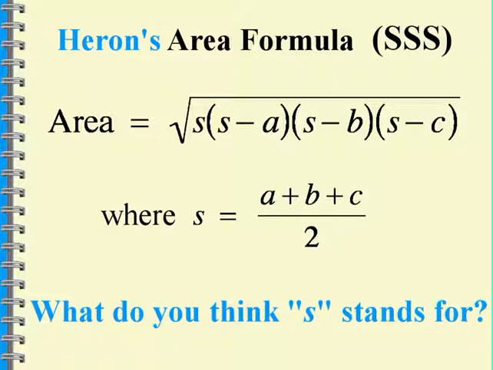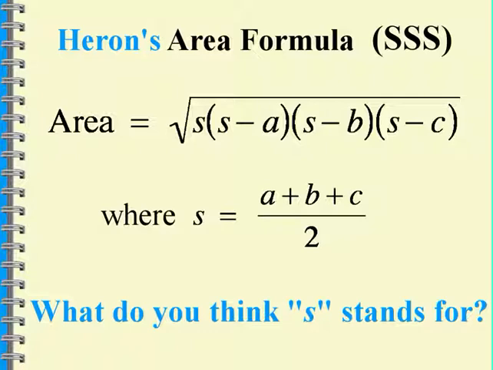Okay, so now this is called Heron's area formula. This is used if you know all 3 sides in any triangle. It doesn't have to be right. Okay, Heron is actually a mathematician from Alexandria. Lived back in the day. And how you find the area of that triangle is you take S times S minus A times S minus B times S minus C.